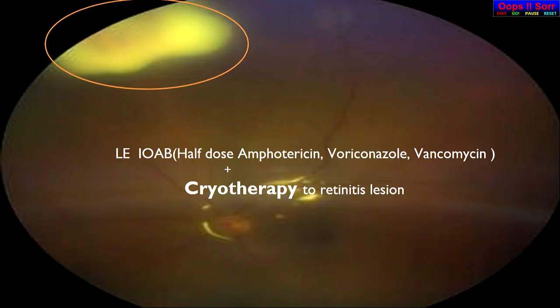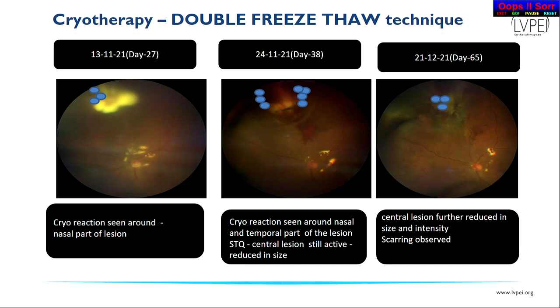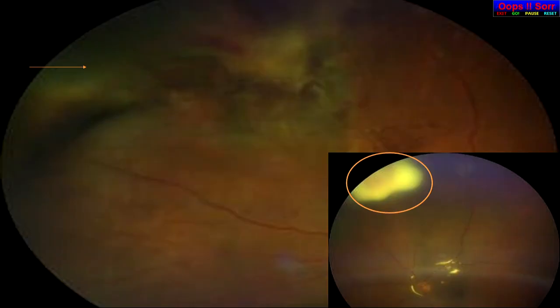We went ahead and did cryotherapy to the retinitis lesion because this retinitis lesion was in the periphery. So the double freeze thaw technique of scleral cryotherapy was done. There were 3 sittings of cryotherapy done. Firstly to the nasal margin of the lesion and to the surrounding retina, then to the temporal margin and then to the center of the retinitis lesion. And here we can beautifully see that the retinitis lesion has completely resolved and there is no recurrence post cryotherapy.